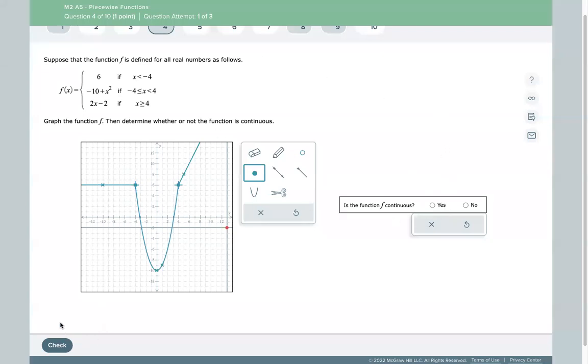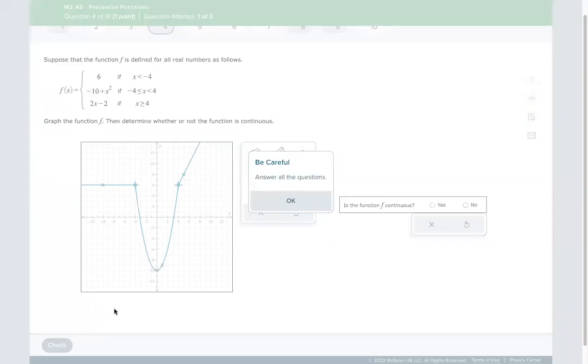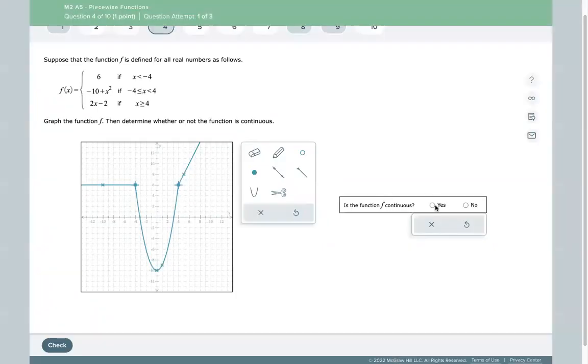So hopefully this helps, and let's check our answer. Yes, it is continuous. Right.